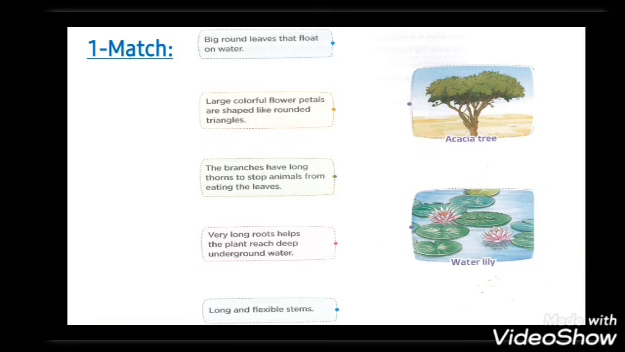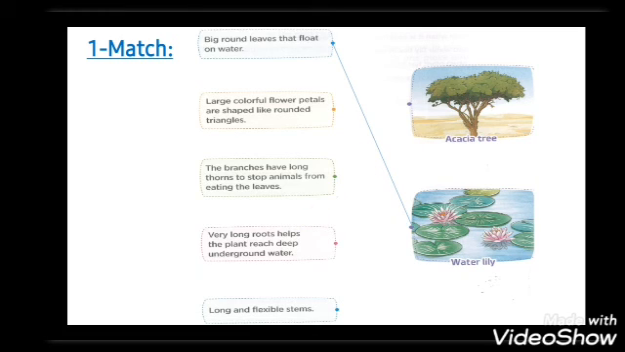Okay, junior 3, now let's solve the exercise. Match. We have 2 pictures, acacia tree and water lily, okay? Match it with the suitable answer. Big round leaves that float on water. It's the water lily. Number 2, large colorful flower petals shaped like round triangles. Also water lily.